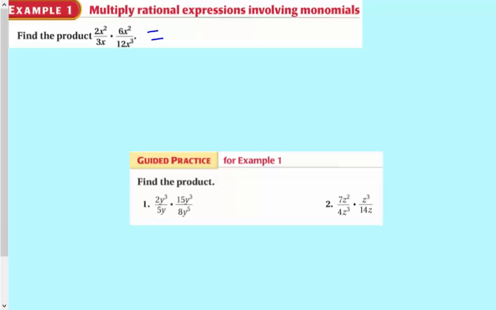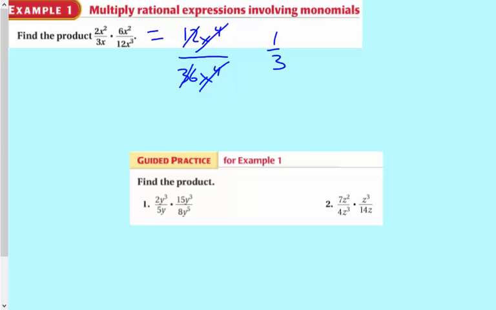One, you can just multiply straight across, 12x to the 4th over 36x to the 4th. And then you can begin to reduce, like the x to the 4th divided by x to the 4th is 1, and then 12 divided by 36 is 1 over 3, and that'd be your answer.